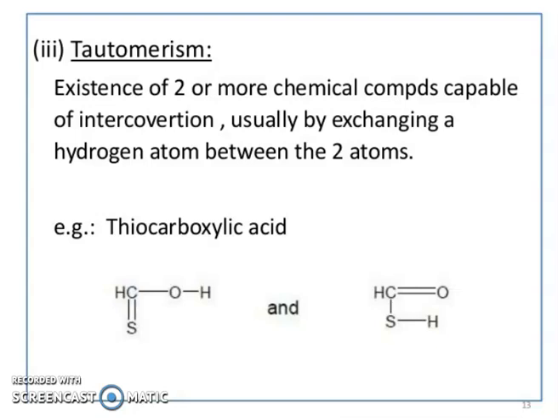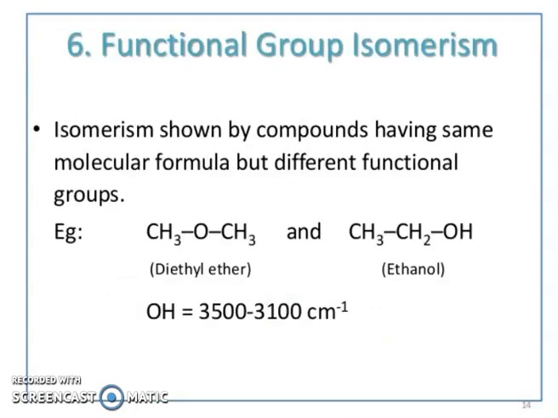Tautomerism: evidence of existence of two or more chemical compounds capable of interconversion, usually by exchanging a hydrogen atom between two atoms. To see the thiocarboxylic acid. Functional group isomerism: isomerism shown by compounds having the same molecular formula but different functional groups. You can see diethyl ether and ethanol.